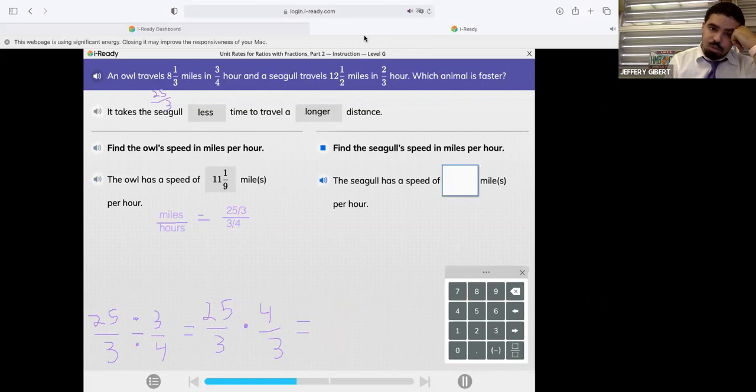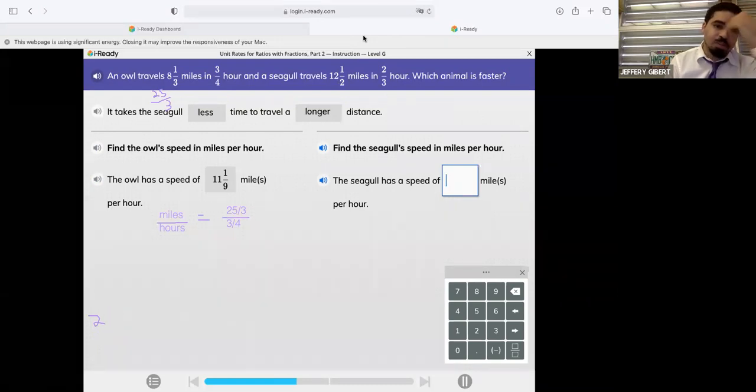Find the seagull's speed in miles per hour. All right, for miles per hour, Kayla Moss, is this miles over hours or hours over miles? Miles per hour. All right, so miles over hours. Then how do we make 12 1/2 an improper fraction? Divide. No, you're actually going to be multiplying and adding to make it a fraction. Oh.